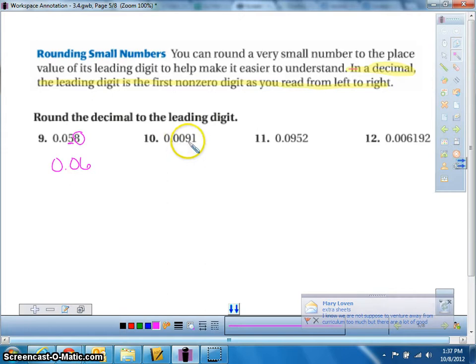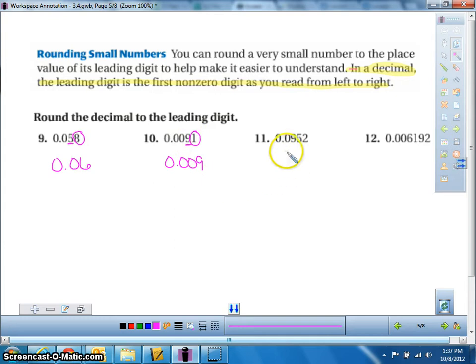Over here, my leading digit is going to be, I got all zeros. This is my leading digit, so this is the number that tells me what to do. This becomes 0.009 because that 1 is 4 or less, which means this is going to stay the same.